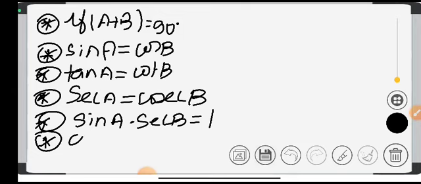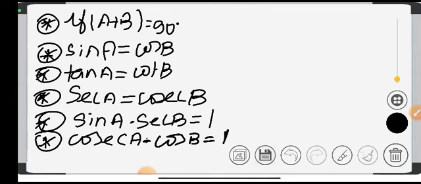And cosec A... wait a second, wrong will be here. If I write cosec A into cos B equal to 1. Okay, cosec A into cos B equal to 1.